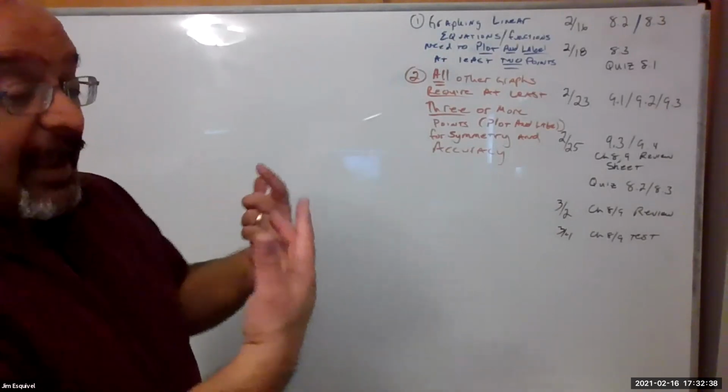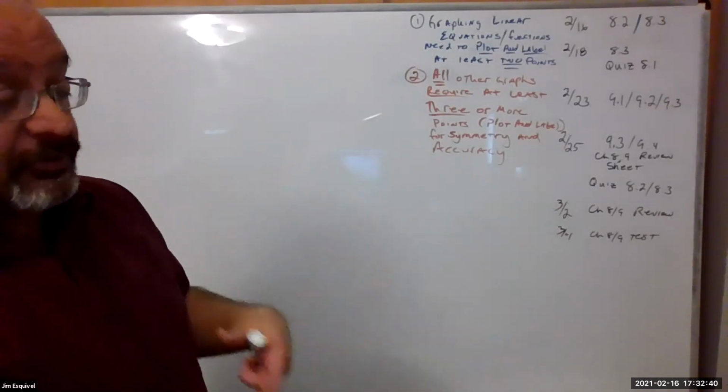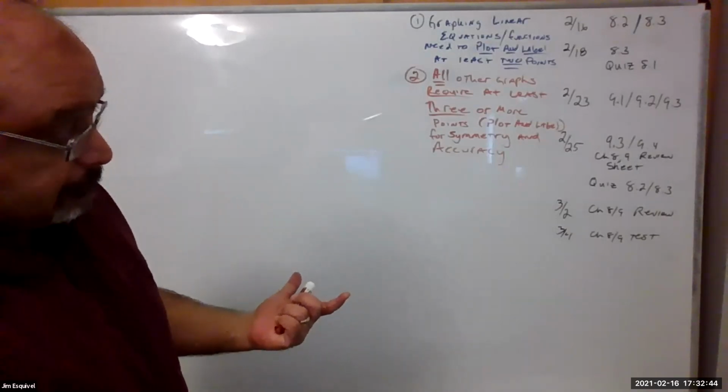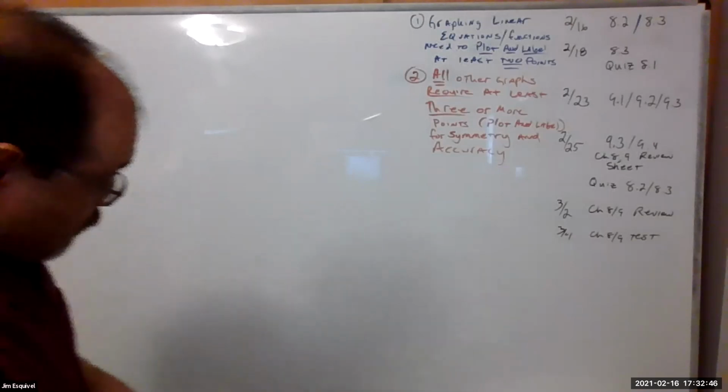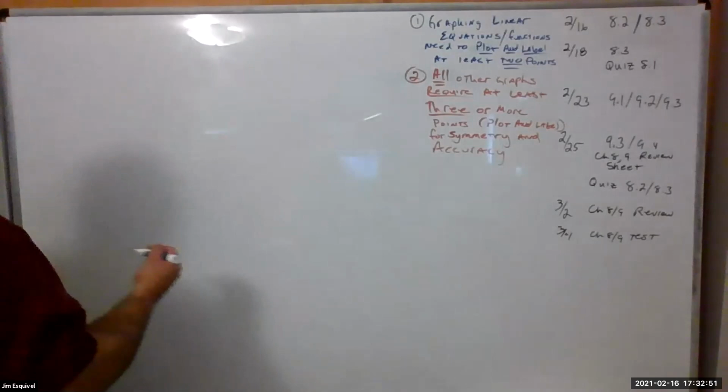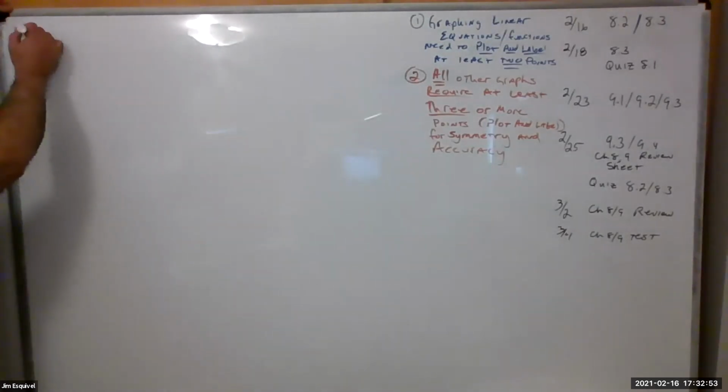All the other graphs have their most important points you have to find. Those are the ones you have to start with. Okay? So the first thing we're going to figure out is called a parabola.